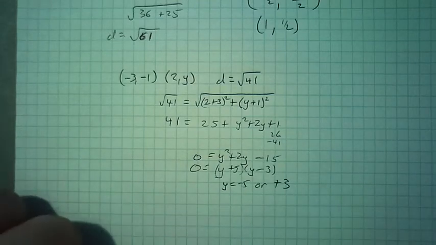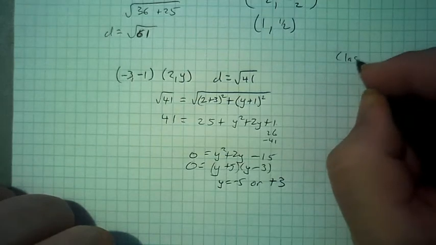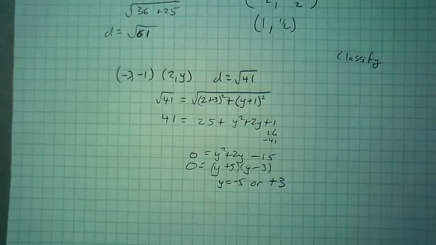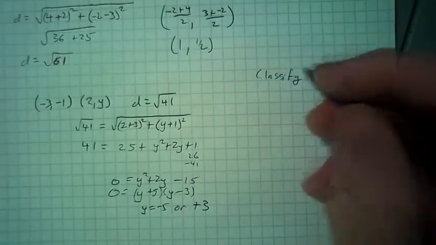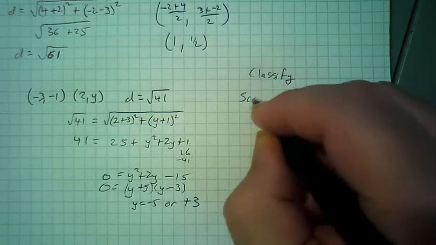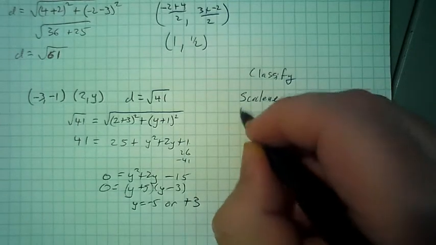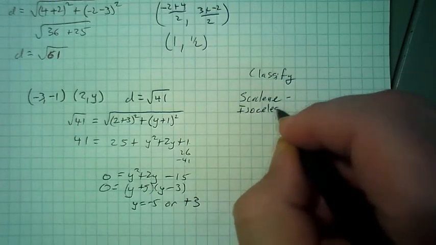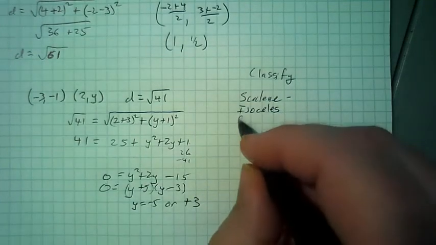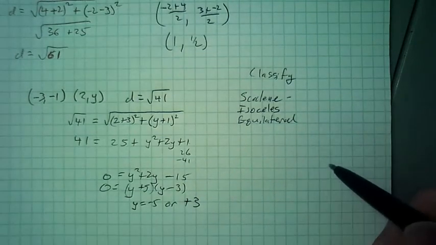The other section you'll have in your homework, you're supposed to classify a triangle. So the definitions for triangles you may not remember. The 3 types of triangles by their sides are scalene, which means none of the sides are the same. Isosceles, which means a pair of sides are the same, but the third side is different. And then equilateral means all 3 sides are the same length.